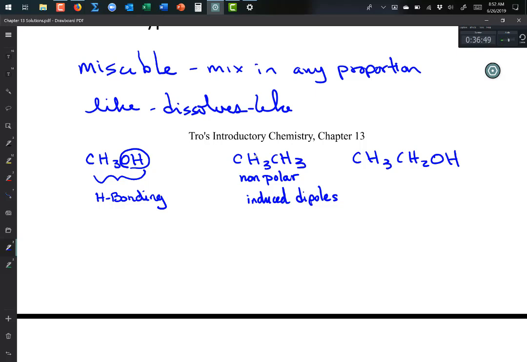Okay, so hydrogen bonding is the strongest. Dipole-dipole is the middle, the in-between. And then dispersion forces or induced dipoles are the weakest. So when you see a molecule like the one on the right, it kind of looks like the one in the middle and the one on the left. It has the aspects of hydrogen bonding, but it also has the aspects of being nonpolar. This is the more important component, that's the strongest intermolecular force.